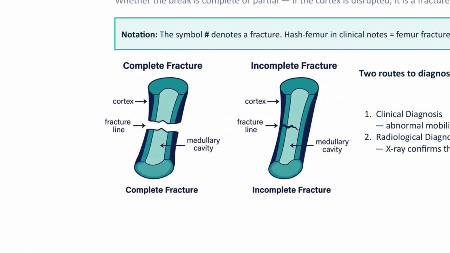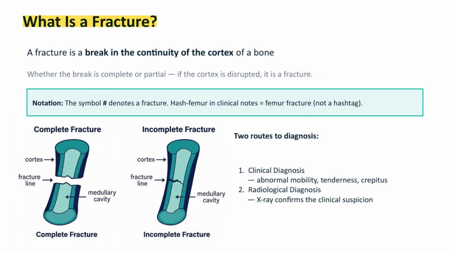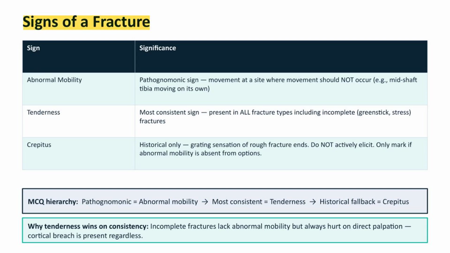That's a femur fracture. Now that we know what a fracture is, the next question is, how do you actually diagnose one? There are two routes to diagnosis: clinical diagnosis and radiological diagnosis. X-ray diagnosis is straightforward. You see a break in the bone, you've made your call. But what really matters is making the diagnosis clinically before the X-ray does the talking for you. Let's talk about the signs of a fracture.